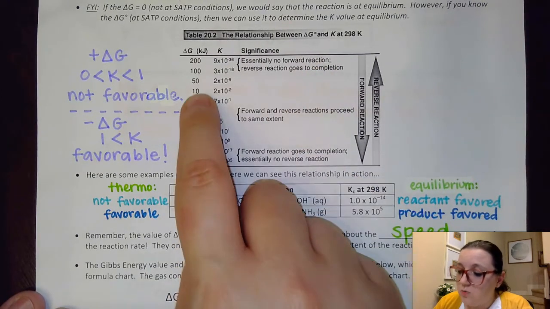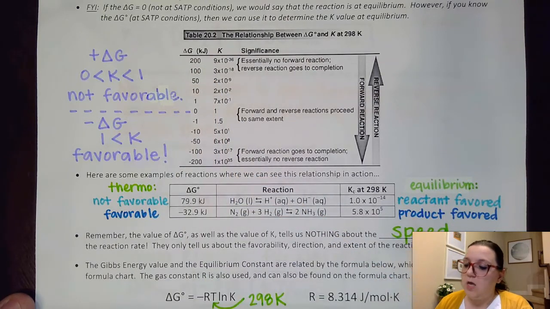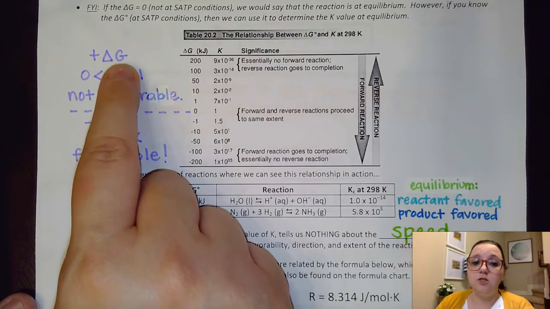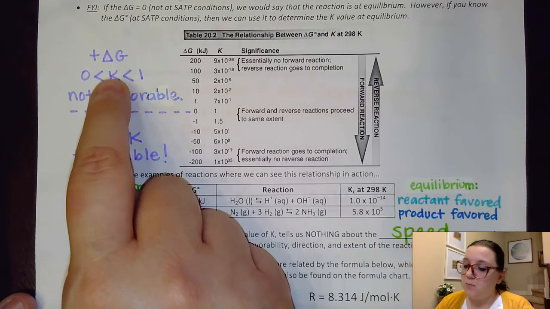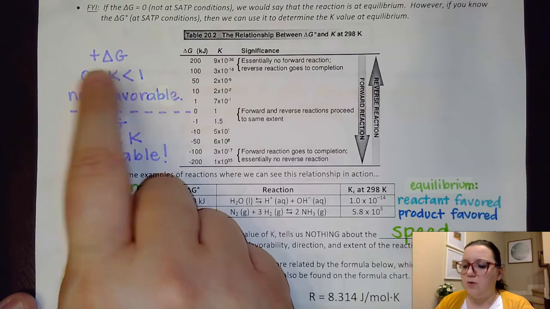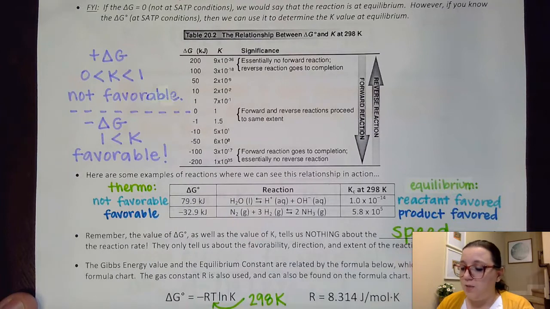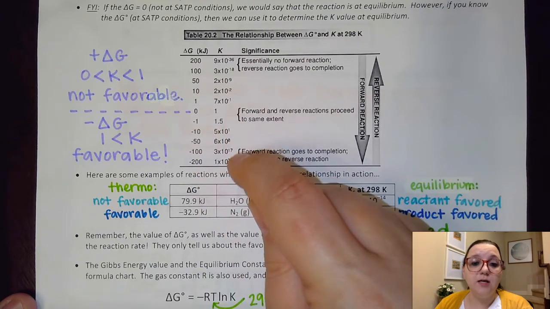And again, notice what's happening to that delta G. It's becoming more and more positive there. So again, a positive delta G would mean that we have a K that's less than 1, but remember, it can't be less than 0. It can't be a negative value, so that's why I put that it falls between 0 and 1, and that would be not favorable in the forward direction. However, as the delta G gets negative, notice my K's are getting bigger and bigger and bigger.